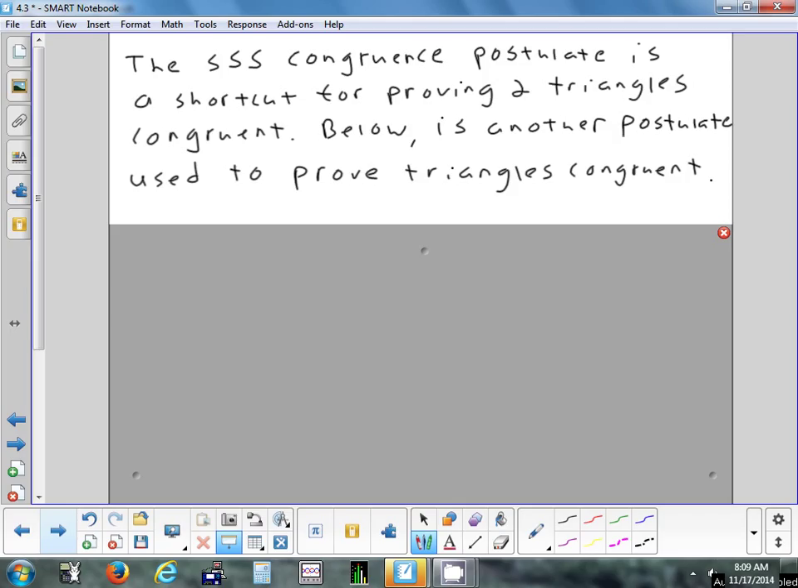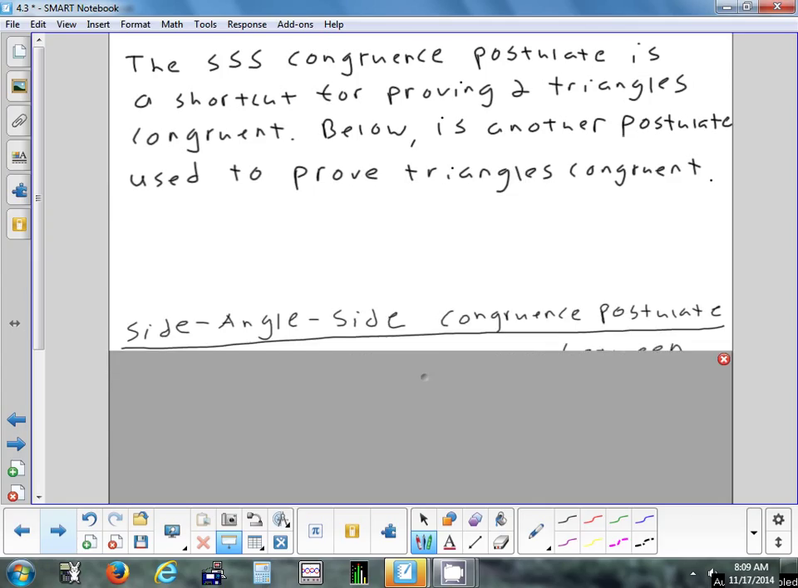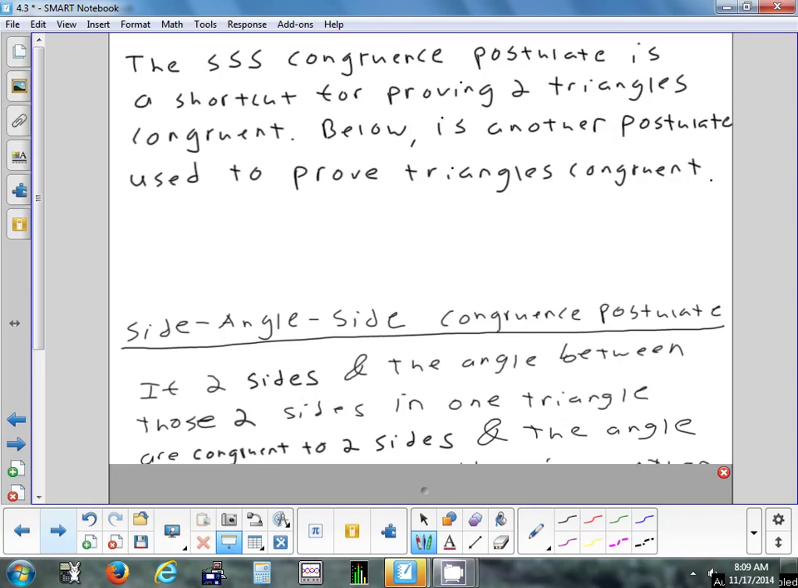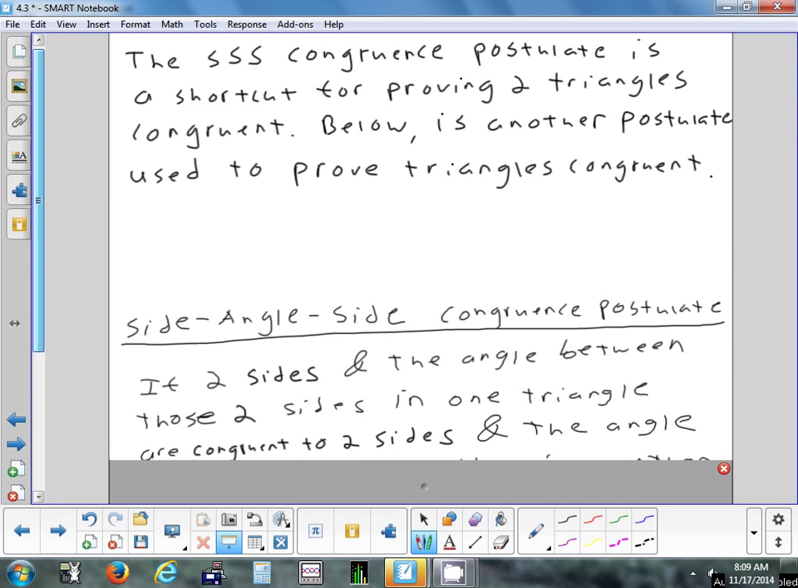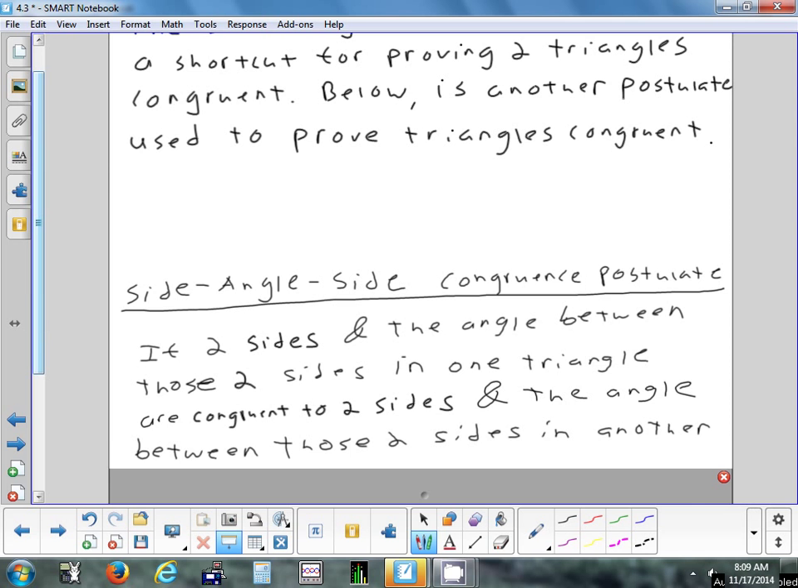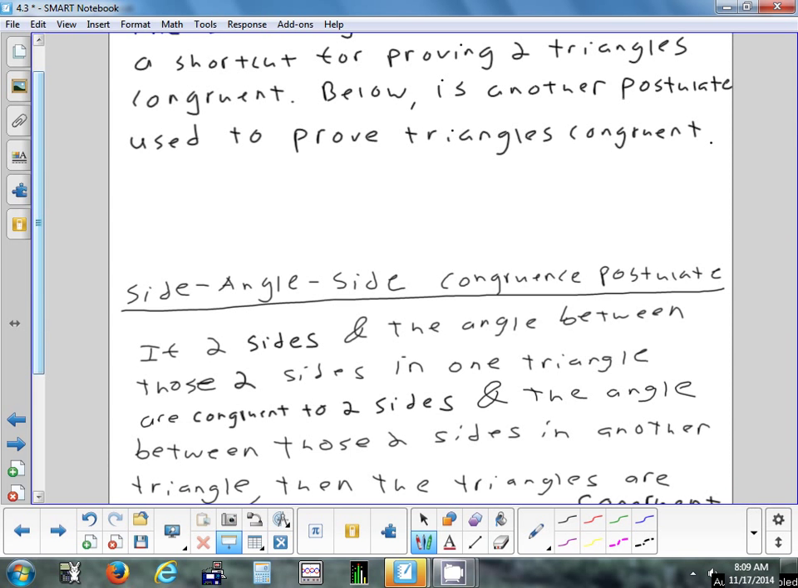Okay, so as we just said, the side-side-side congruence postulate is a shortcut to prove 2 triangles congruent. And here's another postulate. Sometimes you don't need to show all 3 sides the same. You always have to show 3 things, but here's another one, where you're showing a side, an angle, and a side. The side-angle-side congruence postulate says that if you've got 2 sides and the angle between the 2 sides in one triangle congruent to 2 sides and the angle between those 2 sides in a different triangle, then the triangles are congruent.